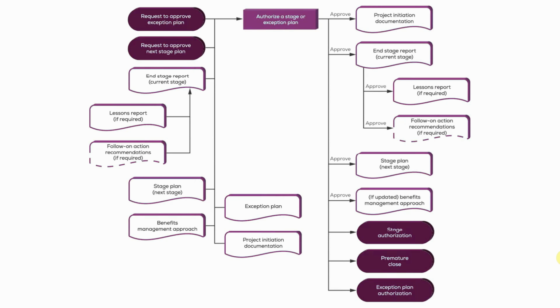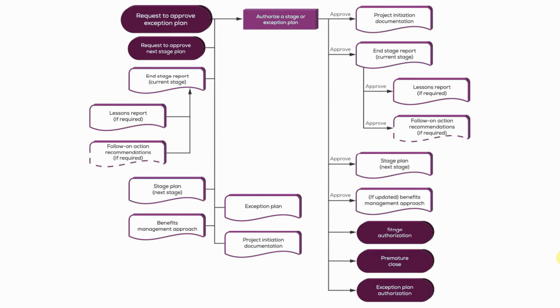So it's the contents of, or the outputs of managing a stage boundary, which include obviously the stage plan or exception plan, that need to be reviewed and approved, and that's great. But it's not only the stage plan or an exception plan being reviewed and approved. If nothing else, there will be an updated business case, an updated project plan, and of course our end stage report and all of its contents. Let's have a look at the diagram. You're looking at diagram 15.4.